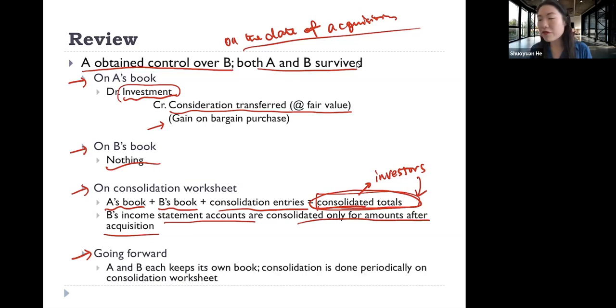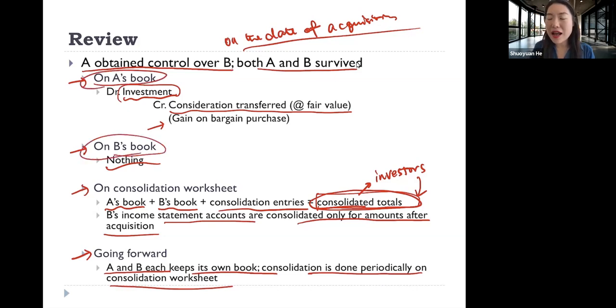And what do we do going forward? Going forward, both firm A and firm B keep their own book, and consolidation is done periodically on the consolidation worksheet. Firm A still keeps its own book, firm B also keeps its own book, and at the end of every financial reporting period going forward, we need to make this consolidation worksheet again and again, and then we take the last column for each period to report it to investors.